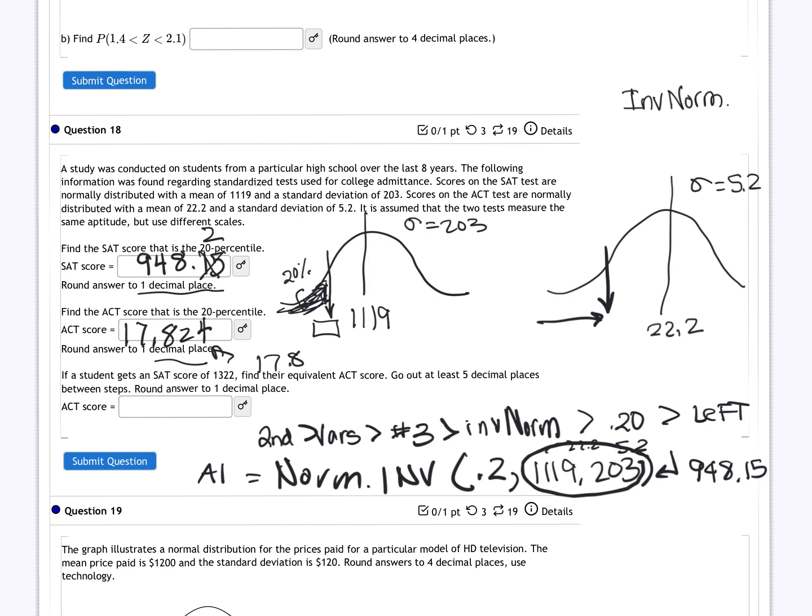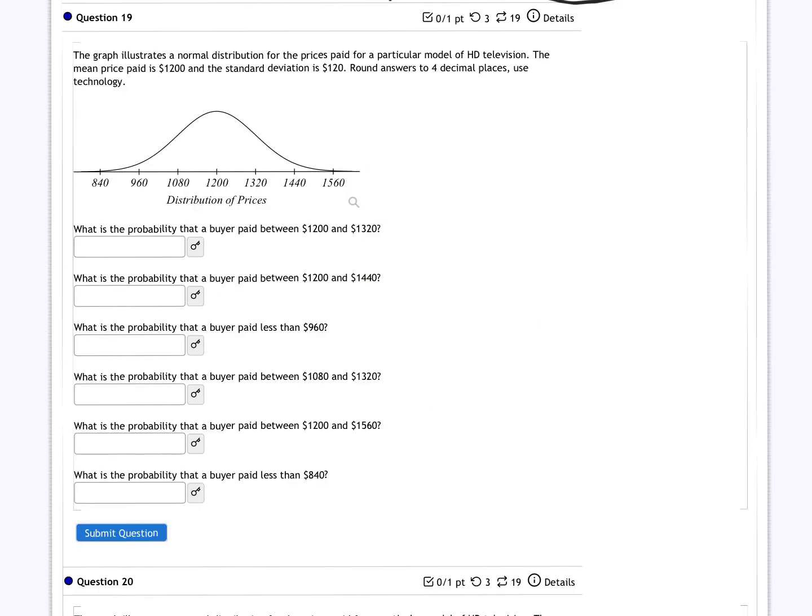If a student gets a score of 1322, what's their equivalent ACT score? So this is going to be kind of a two-step process, so I'm going to do it here for you on another page. Again, I make sure we have all that copied down. All right, so here's our next problem.